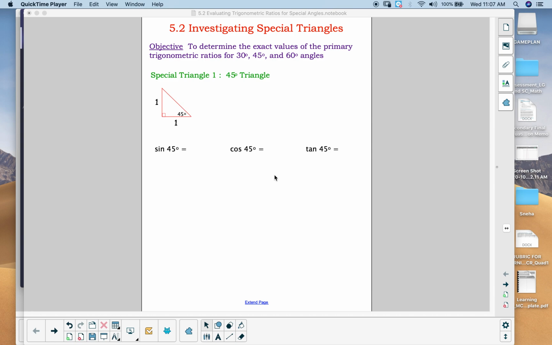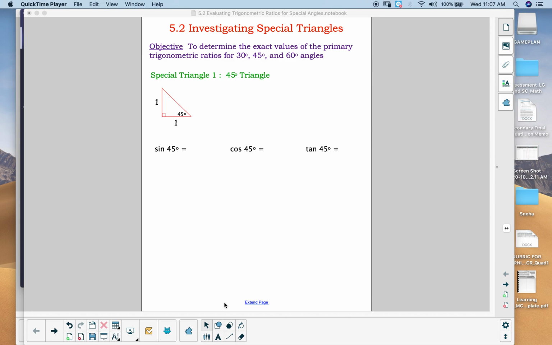Lesson 5.2 is about investigating special triangles. We have two special triangles that we're going to look at. The first one is the 45 degree triangle, where you can see here this is 45 degrees. We're going to find the sine, cosine, and tangent of 45 degrees, and we're given that these two lengths are 1, the two legs of the right triangle.